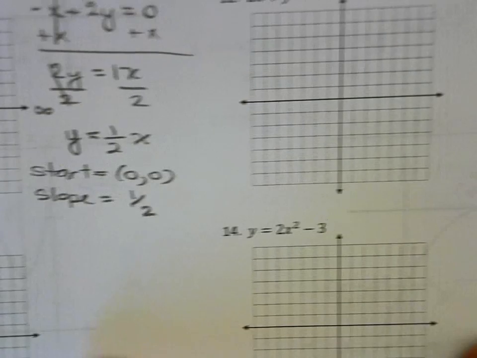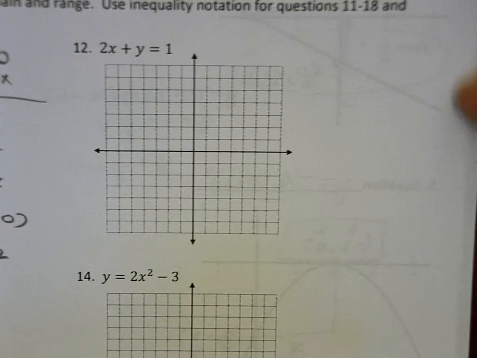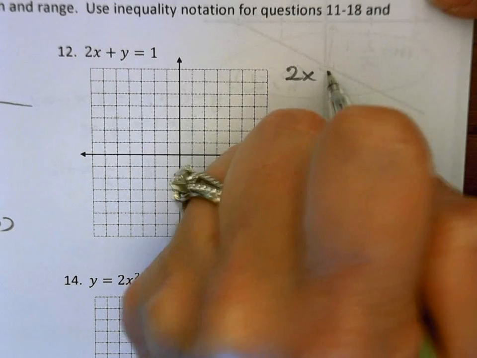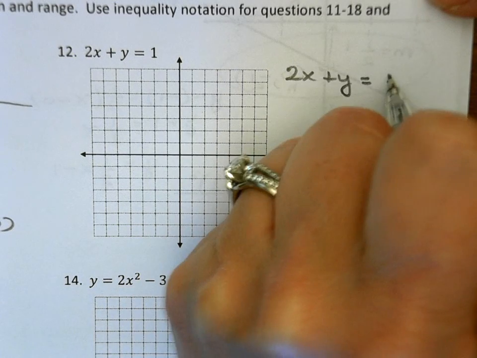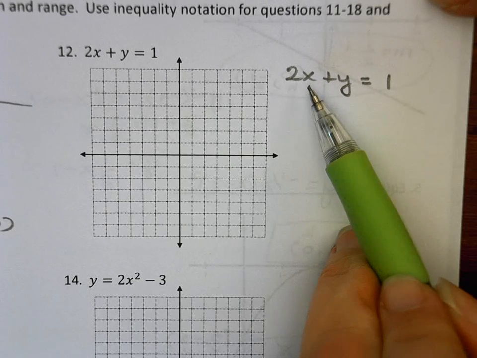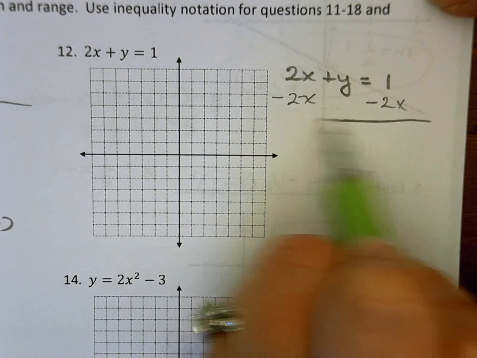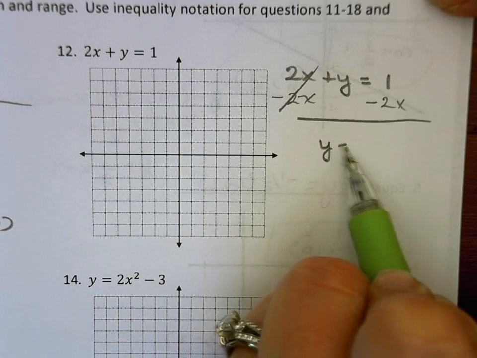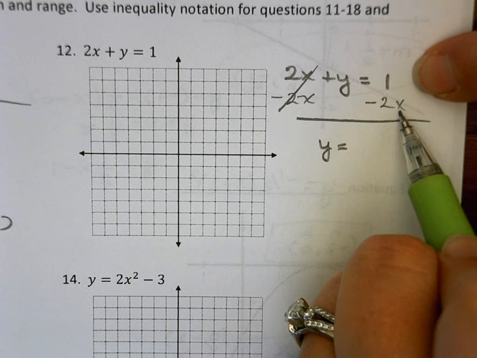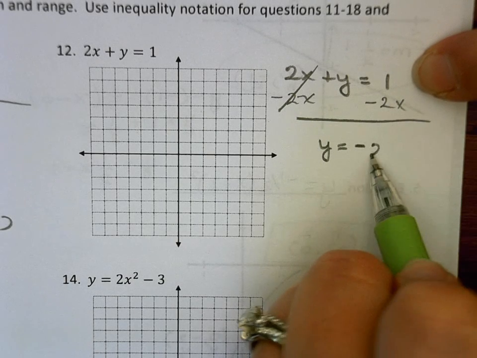Okay, and then for this one here, same thing, I have to solve for y. So I need to get the 2x to the other side, and I'll do that by subtracting. I can't actually combine these. Normally I would do 1 minus 2x, but because I'm graphing, I want it in standard form. So negative 2x plus 1.